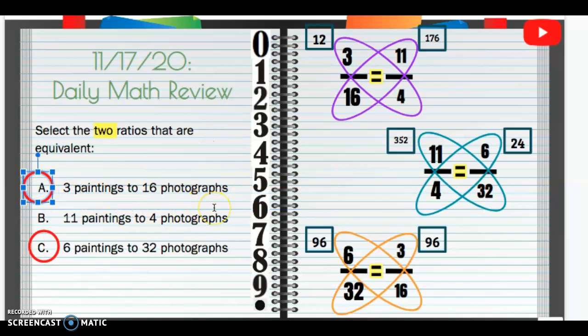You just have to compare them all until you find your answer. Okay? And that's how you would figure out the 2 ratios that are equivalent.